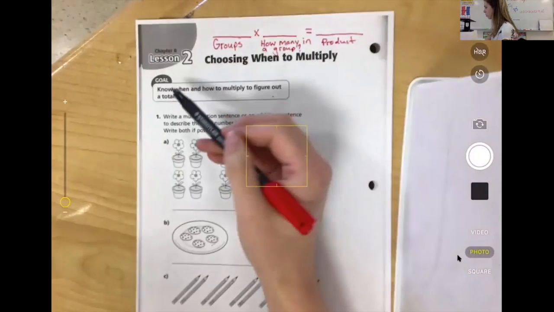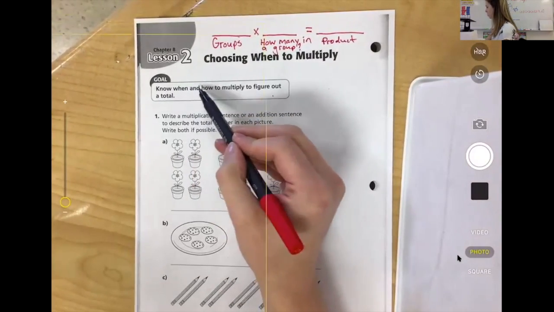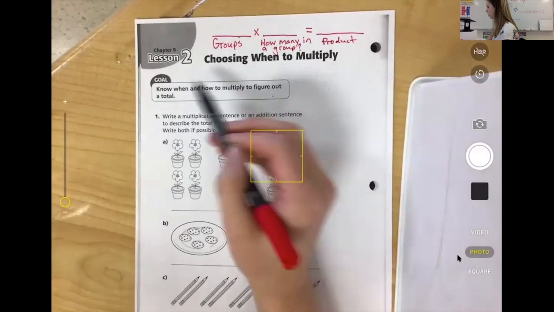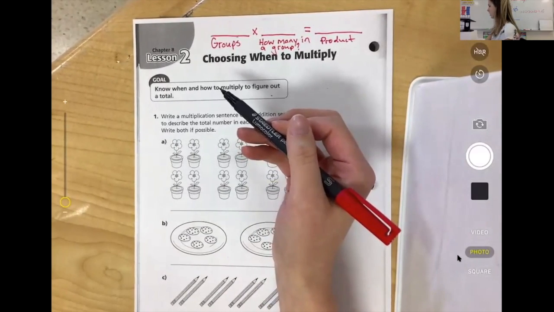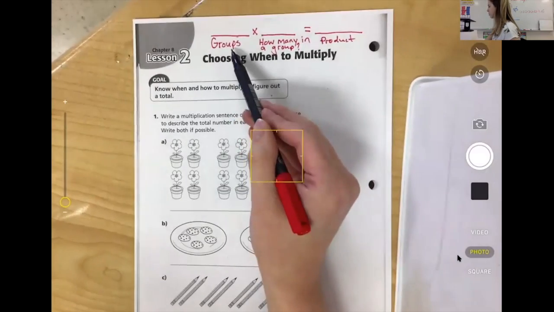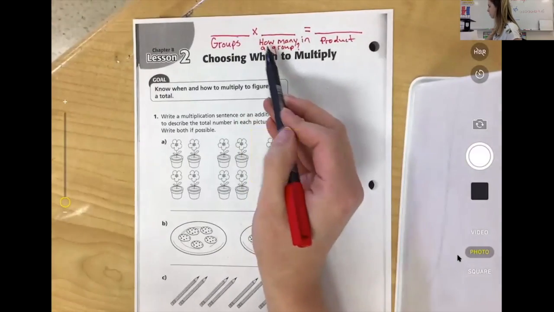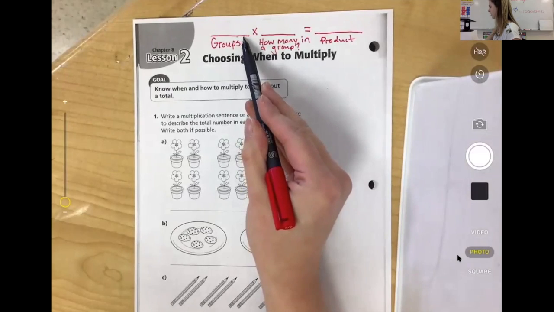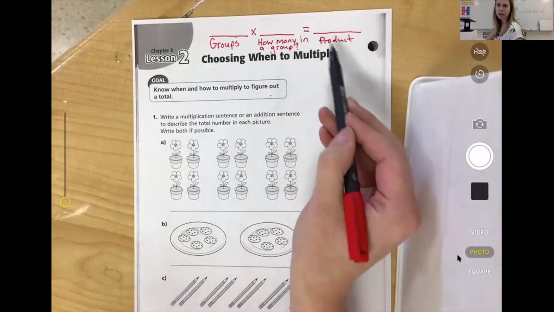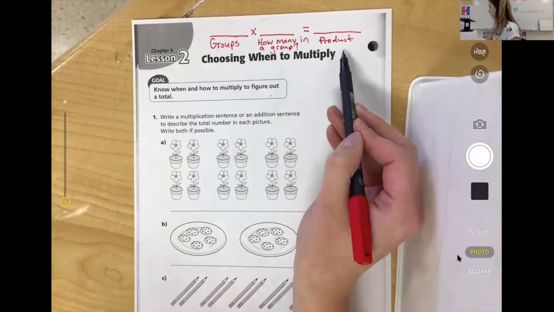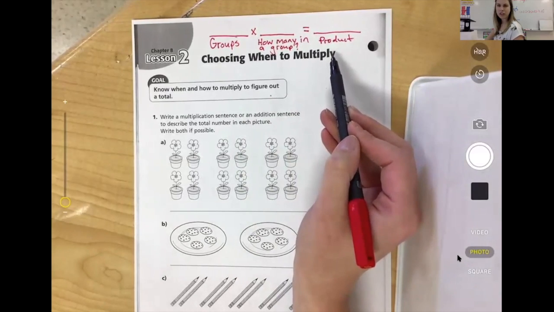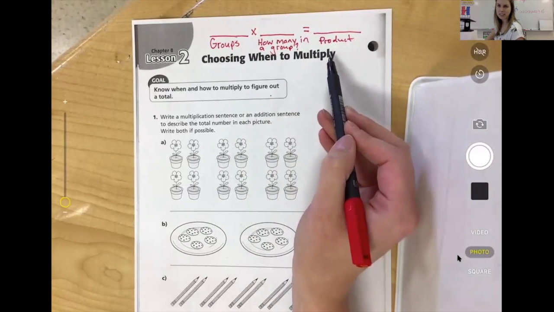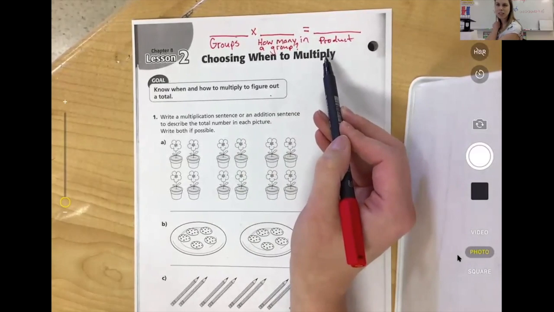We always start with our goal: know when and how to multiply to figure out a total or a product. I've written at the top how we multiply. It is the groups, how many groups, times how many are in the groups, equals the product. So we are going to look at these pictures and turn them into repeated addition and then multiplication sentences. We're kind of going to practice the same thing we did the other day. This time we're just using pictures.